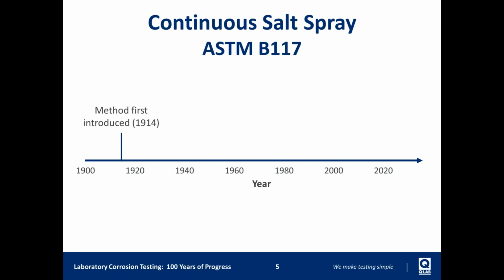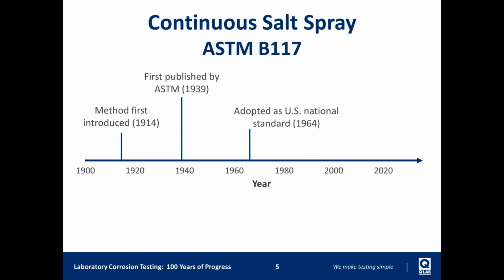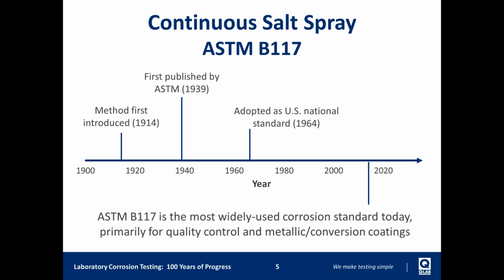The method was first introduced in 1914, and it was first published in 1939. Now, part of the delay between those two is they were working on trying to establish what salt solution they wanted to use. They ultimately settled on a 5% salt solution, but there was some talk about using a 20% salt solution prior to that. In 1964, the U.S. adopted it as a national standard, and even today, it's still the most used test method for quality control of high quality coatings and metallic conversion coatings.